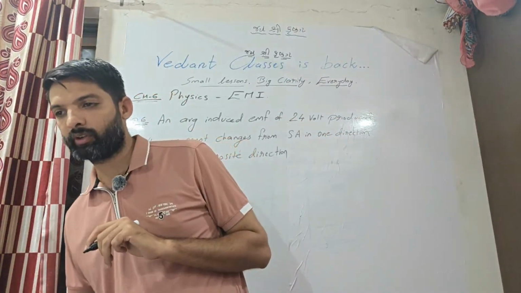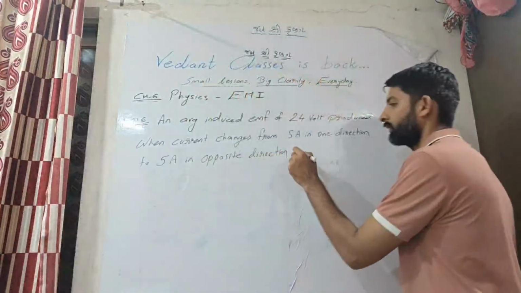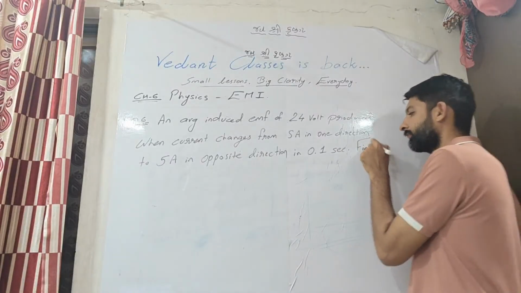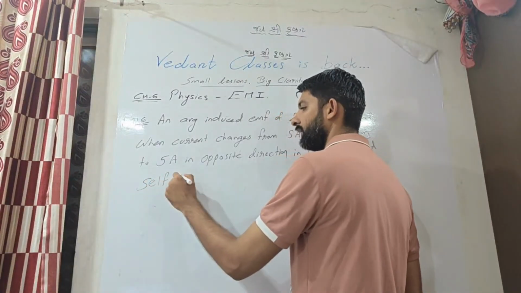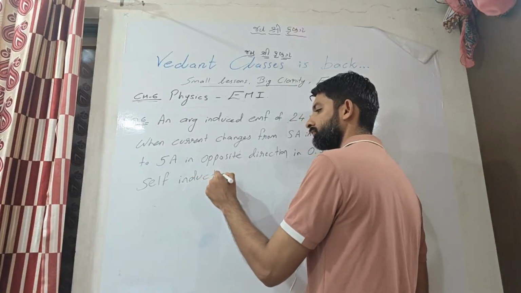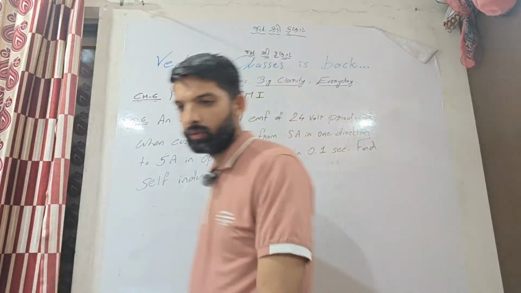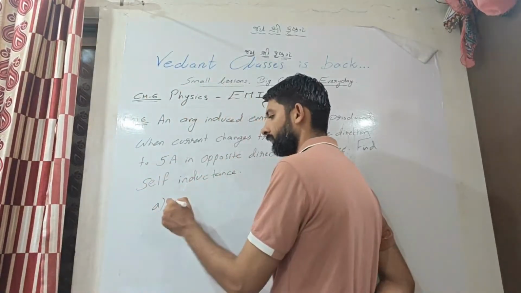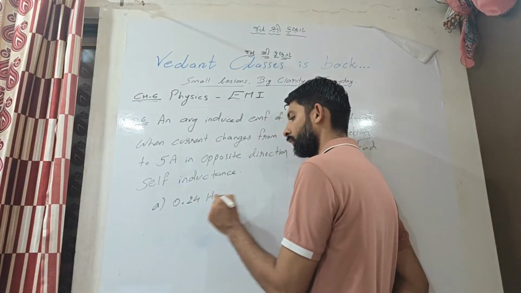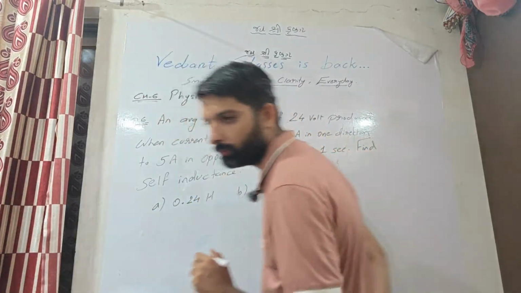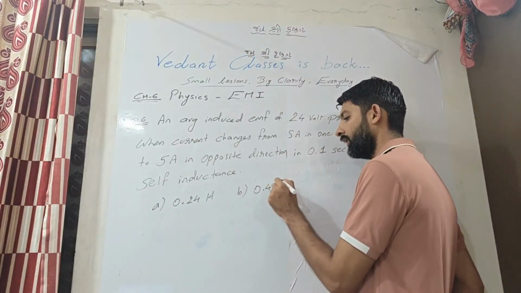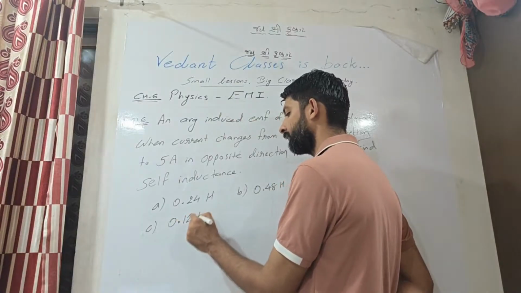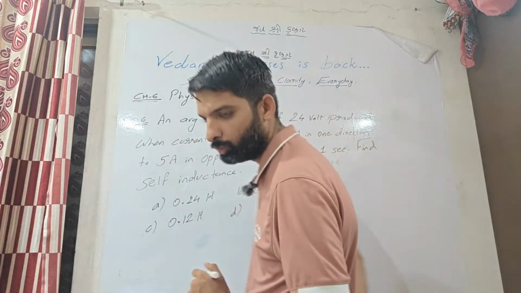Time given is 0.1 second. In 0.1 second, find the self inductance, that is the value of L. Options given are: A, 0.24 Henry; B, 0.48 Henry; C, 0.12 Henry; D, 2.4 Henry.